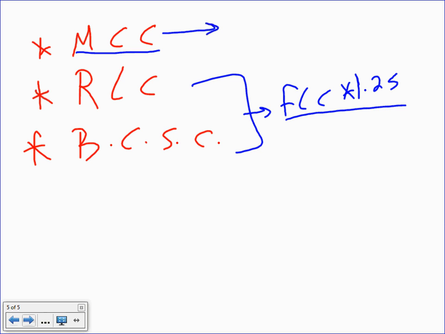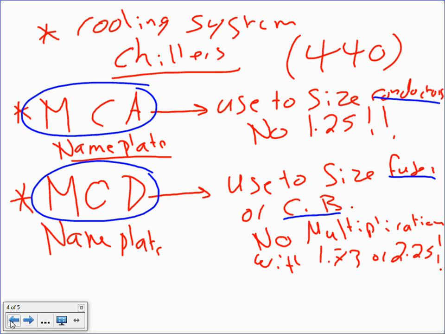Any questions, guys, about how the system works and a few sizes about it? What MCA stands for: minimum circuit ampacity. And MOP, maximum overcurrent protection device. Okay. Any questions, guys, about this?